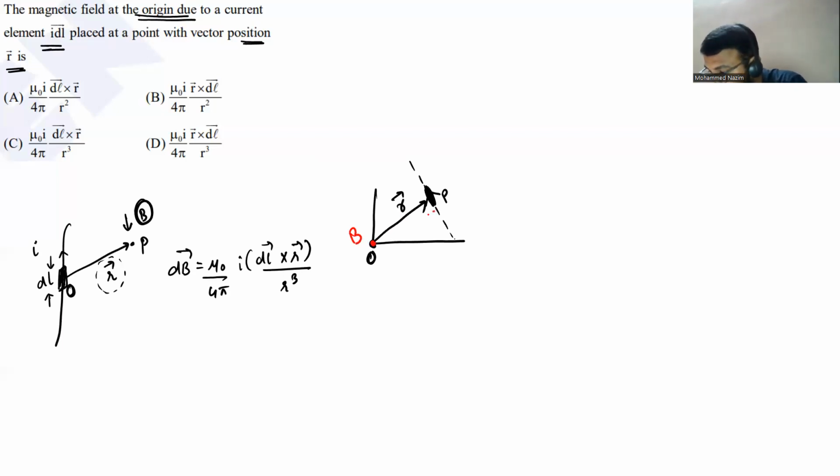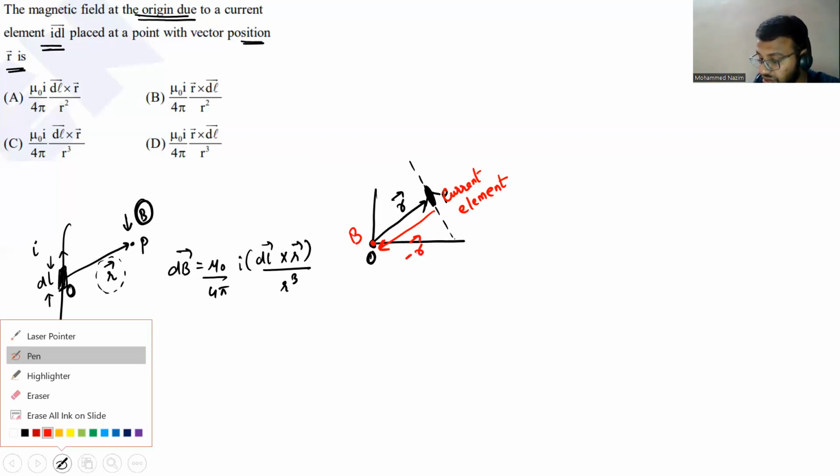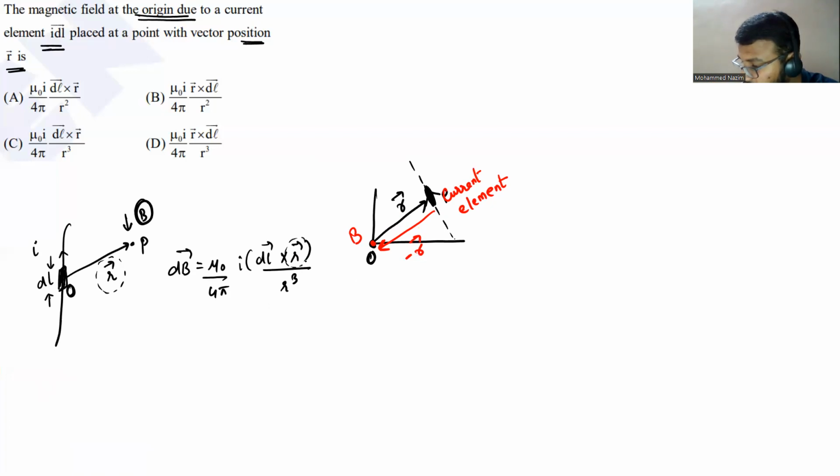So if I draw a vector from the current element to P, this is nothing but the current element, and the point where I have to calculate the magnetic field is at the origin. So a vector directed from the current element to P, how much will it be, people? If this is R vector, obviously this is going to be minus R vector, isn't it? So therefore this R vector will change. So you have to be very careful. This R vector will become equal to minus R vector here, because the position vector of the current element is R vector, but we have to find a vector from the current element to the point where we are calculating the magnetic field. So these two will be opposite. So it is going to be minus R vector.